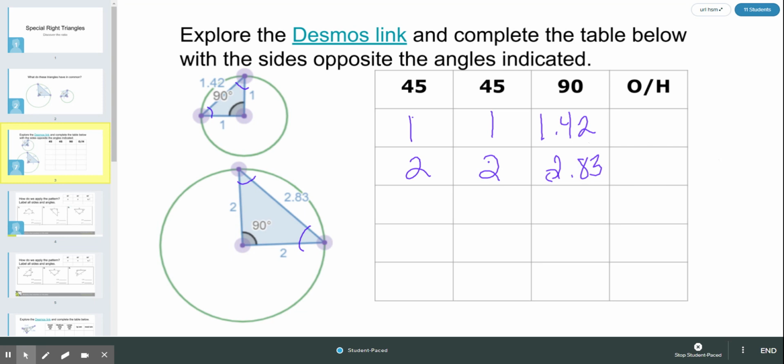But what is the fraction? So if we do the opposite divided by hypotenuse, 1 divided by 1.42, we got 0.7 before, right? We got 0.7 here. What's 5 divided by 7.08? Also 0.7? Everybody needs to get a calculator out. And then 5.28 divided by 7.48. Also 0.7.